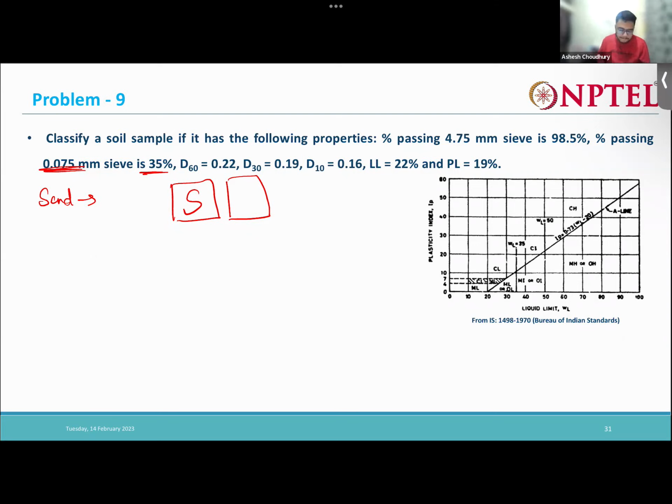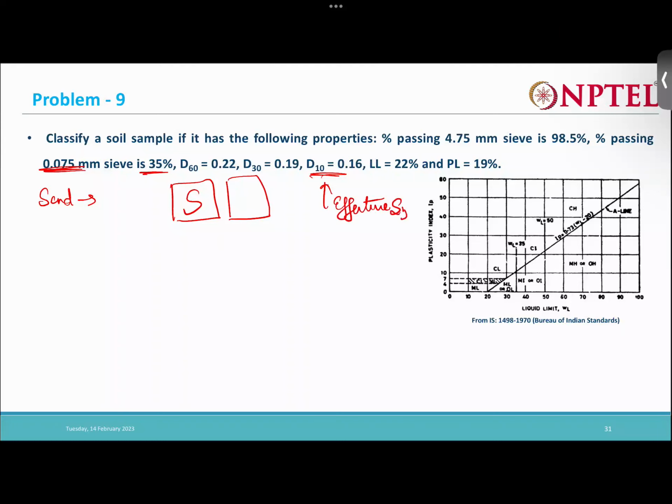M. Yes. Okay. Now one more question I want to ask. What is this D10 size called? 10% finer soil. There is some name for this, right? Effective size. Correct. The D10 size is called the effective size. Okay. Effective size.